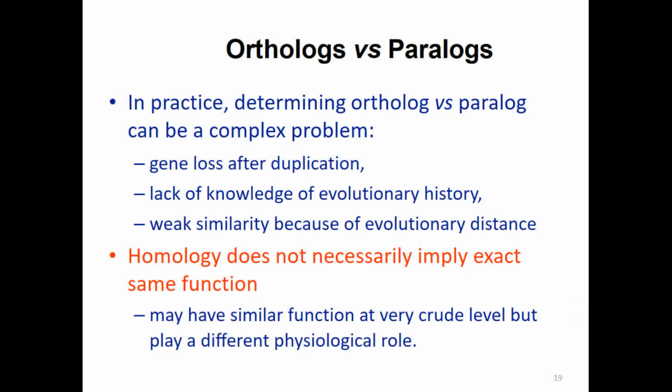In practice, determining orthologs versus paralogs can be a very complex problem. Sometimes genes get lost after duplication. It's really hard to trace back. And most of the time, we lack knowledge of the evolutionary history. Sometimes there is only weak similarity because of evolutionary distance. And also, homology does not necessarily imply the exact same function. It may have a similar function at a very crude level, but play a different physiological role.